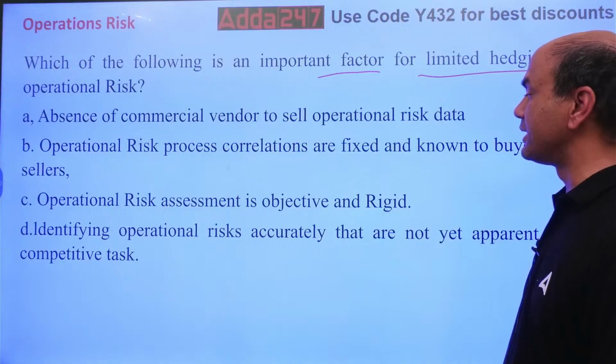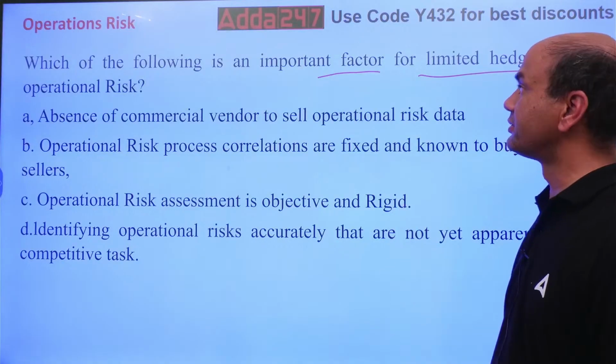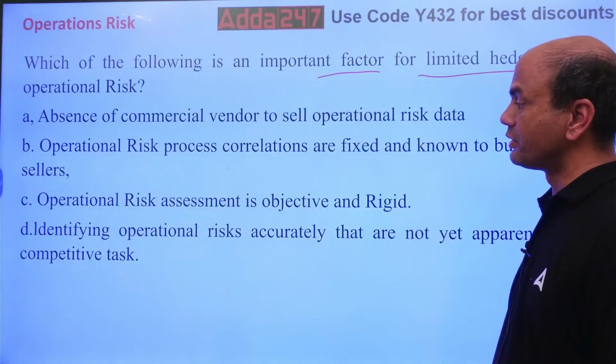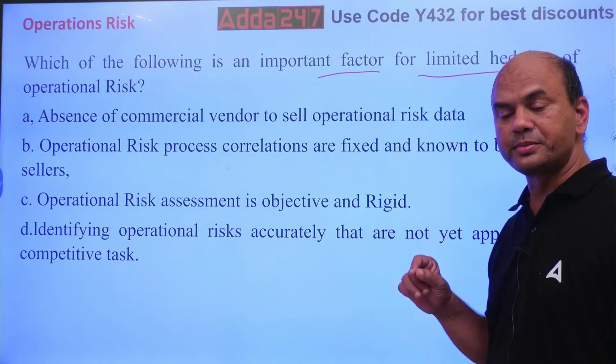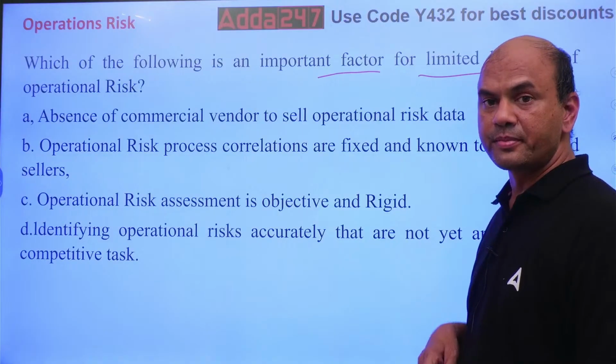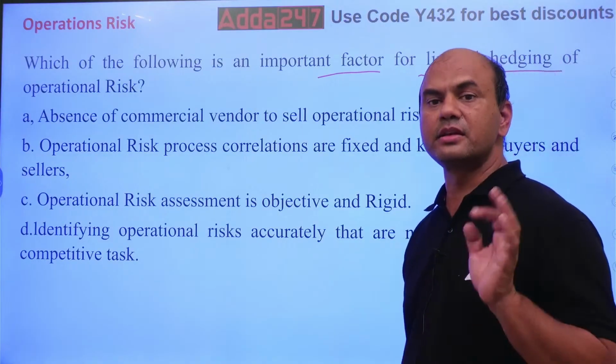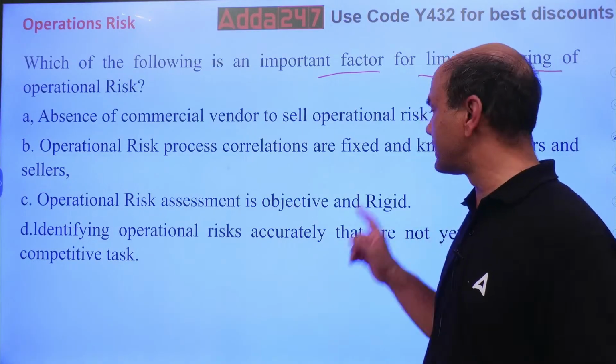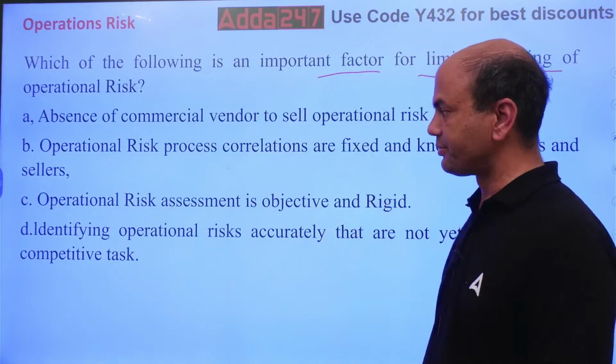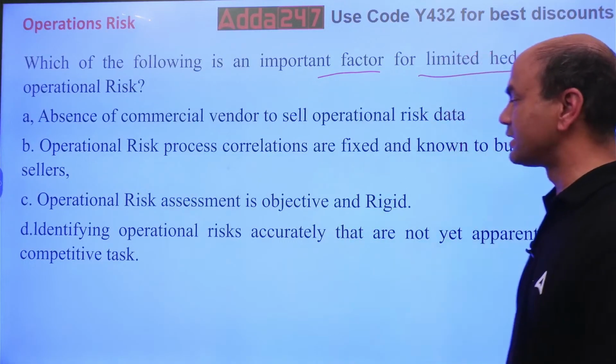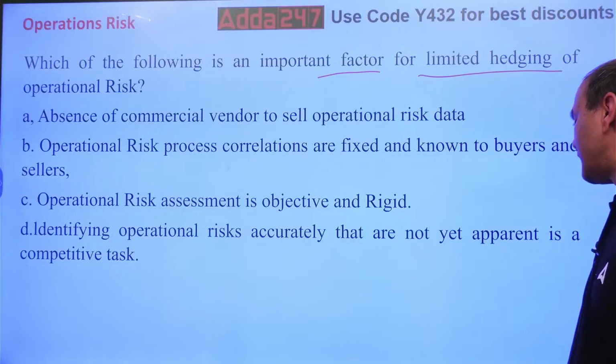Operational risk assessment is objective and rigid. Objective means to the point. It's very clear, crystal clear. That's known as objective. And rigid, very firm, strong. Identifying operational risk accurately that are not yet apparent is a competitive task.